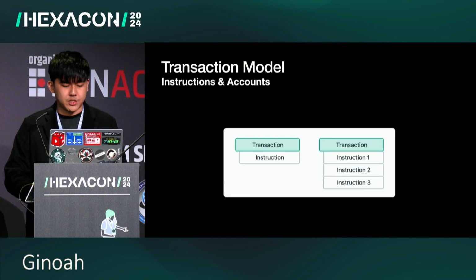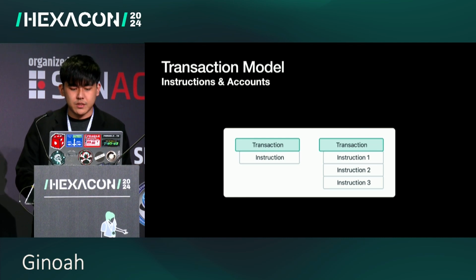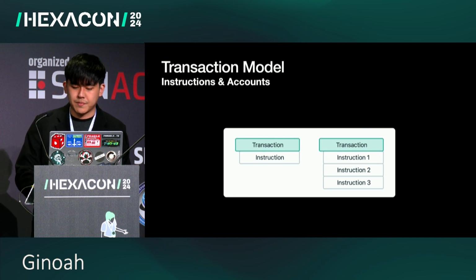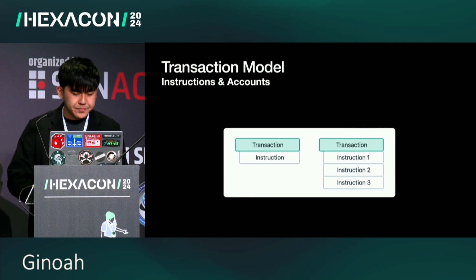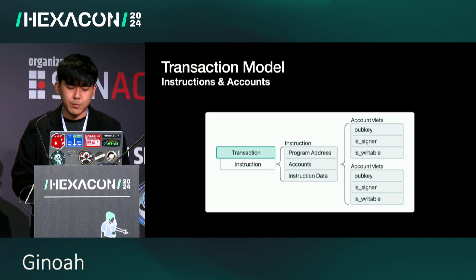And the other crucial part is the transaction. Everything we want to do on a blockchain happens through a transaction. Now, there are two key components of a transaction, instructions and accounts. Instructions are basically individual calls to a program. This could be a system program or a smart contract written by a user. A single transaction can include multiple instructions, and it's atomic, which means if any instruction fails, the entire transaction is rolled back.